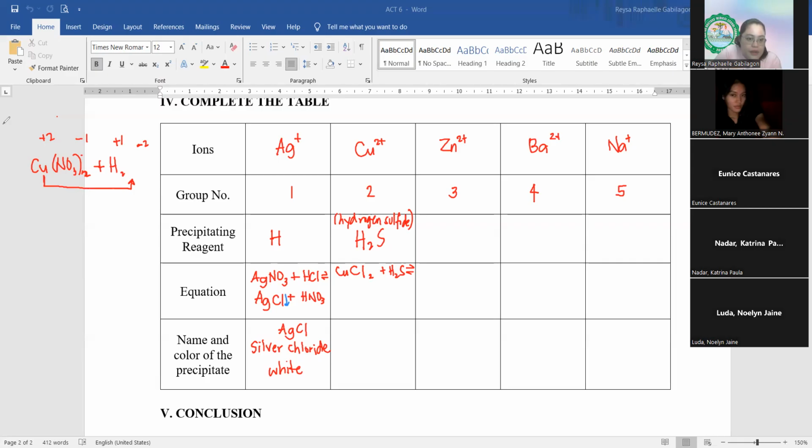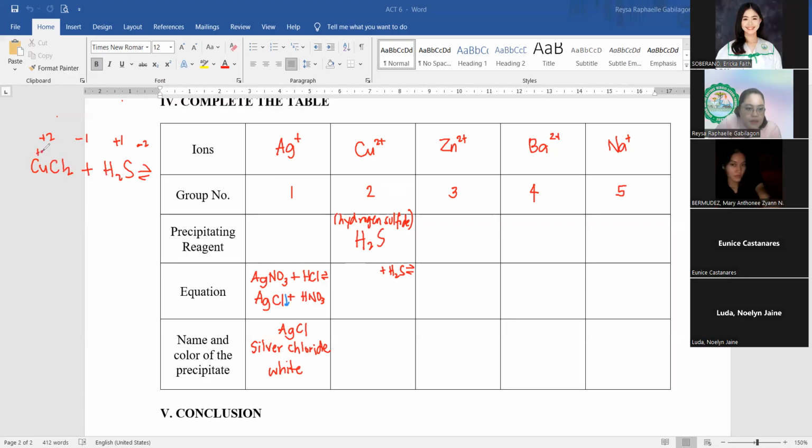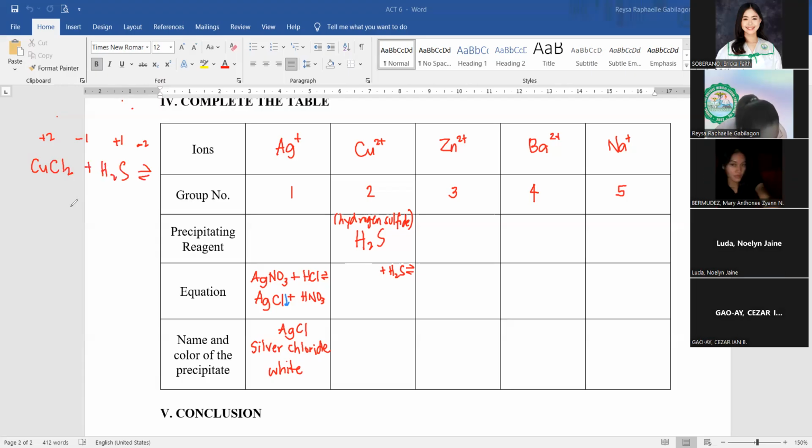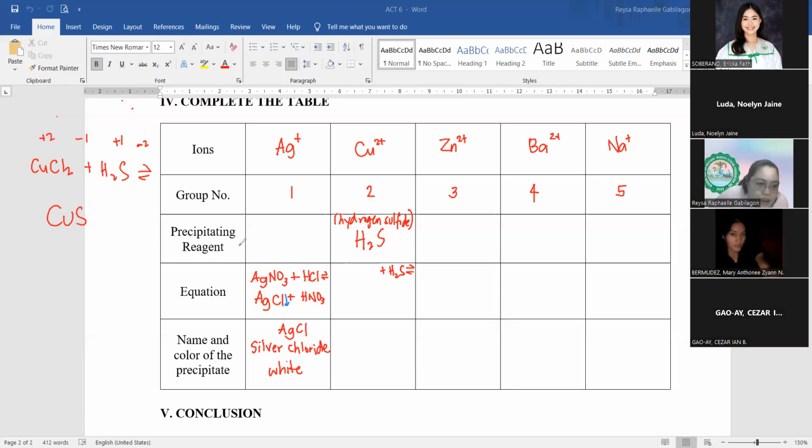Ay, na-erase siya lahat. Ulitan na lang siya sulat. We have CuCl2 plus the H2S. So, sige, exchange partner sila. Ano yung magiging product? Yes, Erica? Isa lang. CuS po, ma'am. Okay, CuS. So, that is the first product, copper sulfide.